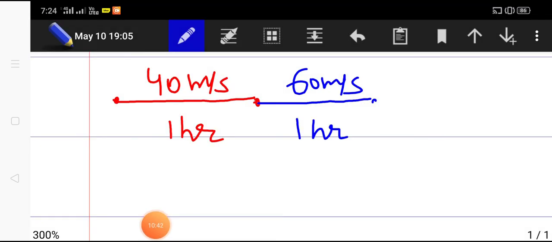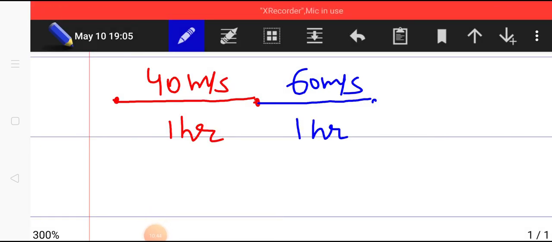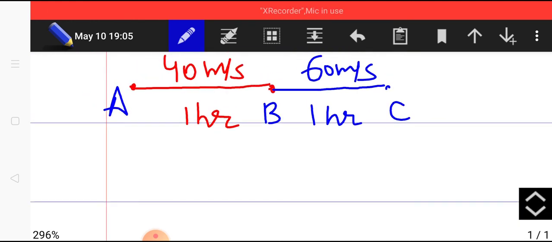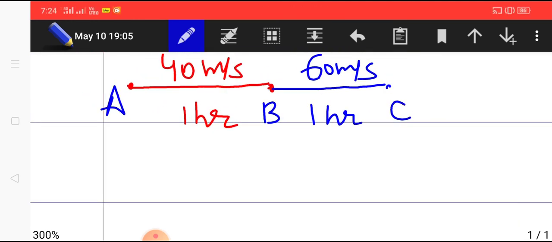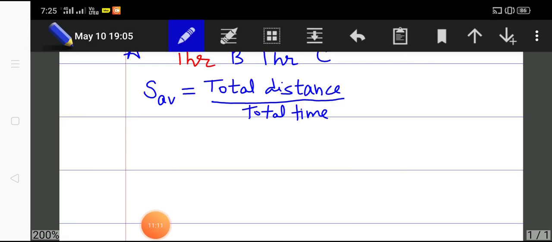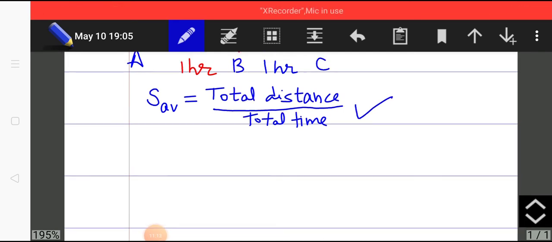Let us consider this example in which an object starts moving from A for 1 hour. It moves with the speed of 40 meter per second and reaches a point B, and then for 1 hour it moves with speed 60 meter per second, and we are interested in calculating average speed. For calculating average speed, always remember this formula: average speed is equal to total distance by total time. So this is the formula which we will use, total distance divided by total time.